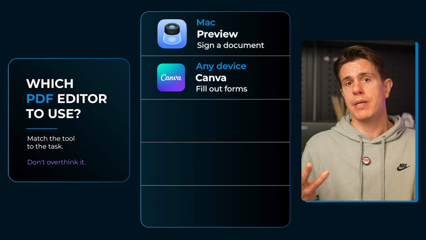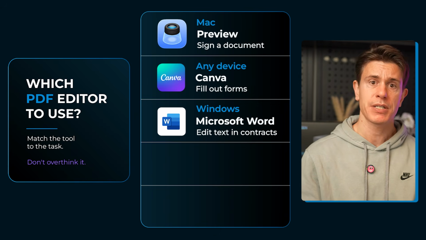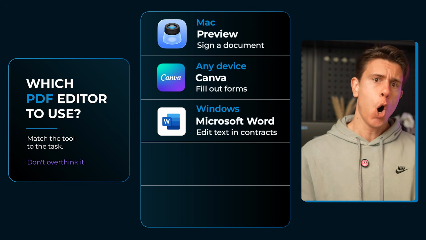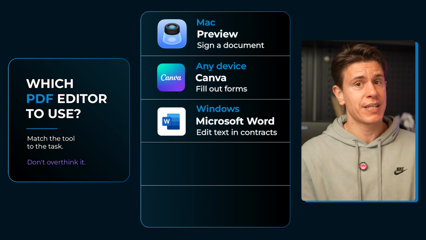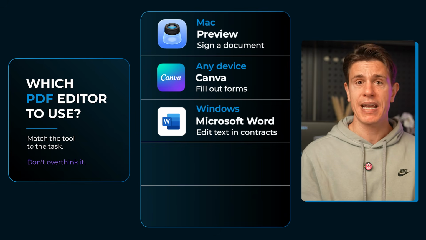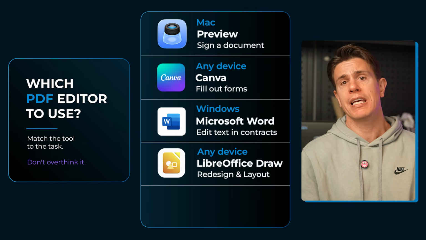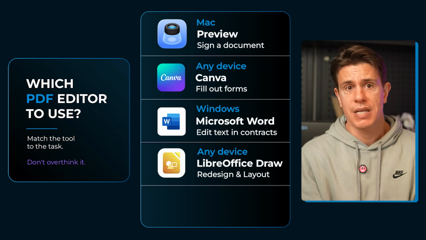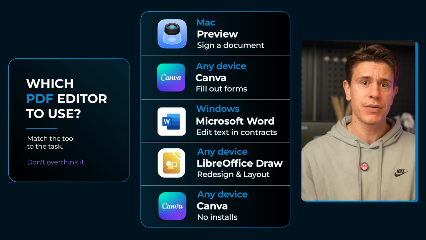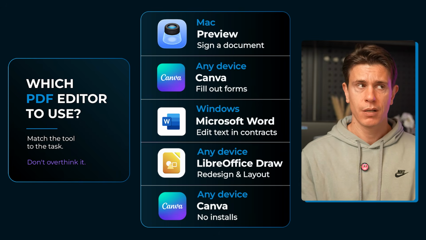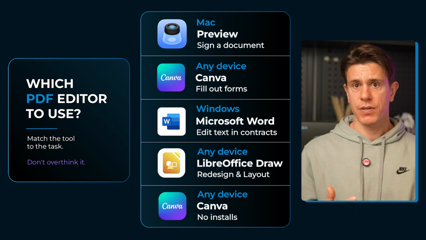If you're a Windows user and need to edit multiple paragraphs of text in a contract, open it in Microsoft Word, edit it, and save it as PDF. If you need to redesign a flyer or make complex layout changes, LibreOffice Draw gives you the control that you need. And if you're on a work computer and can't install anything, Canva's browser-based editor is your solution. Well, the bottom line here is match the tool to the task.